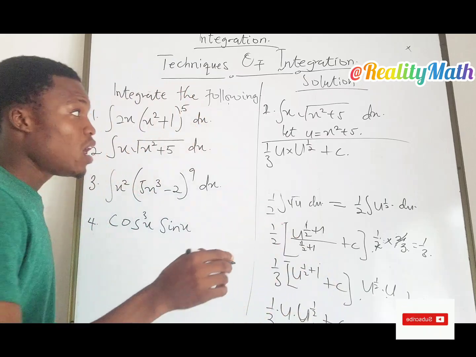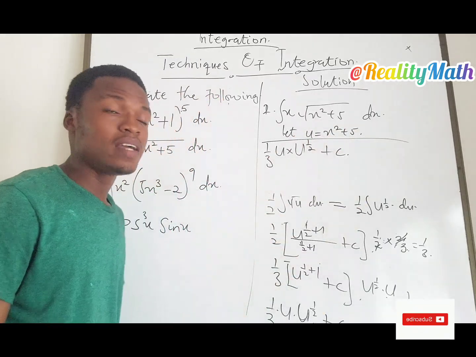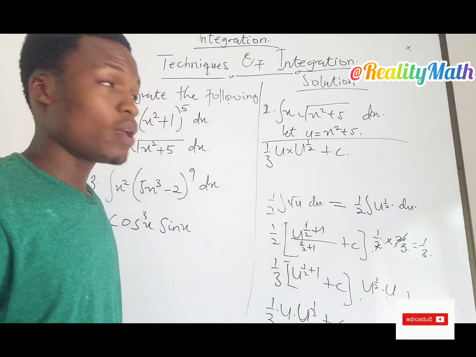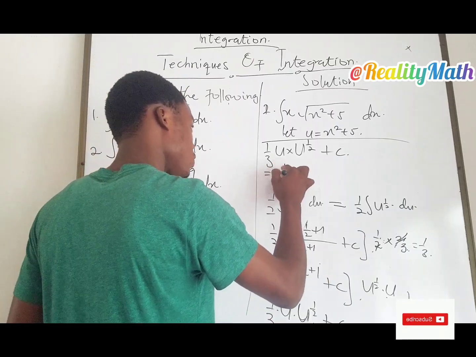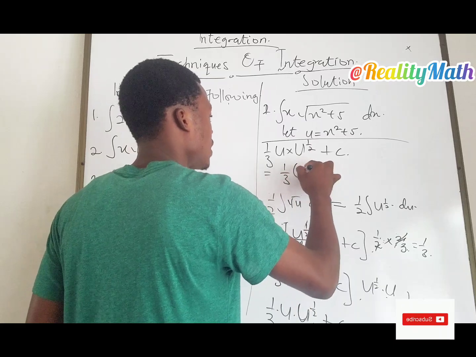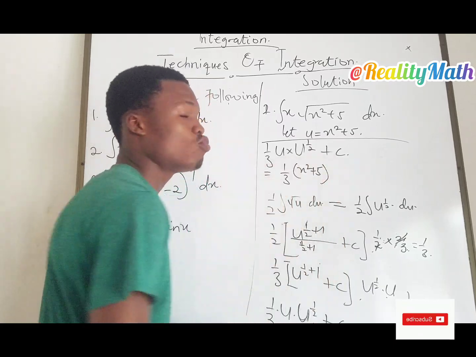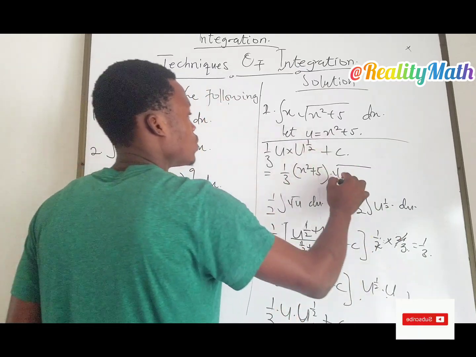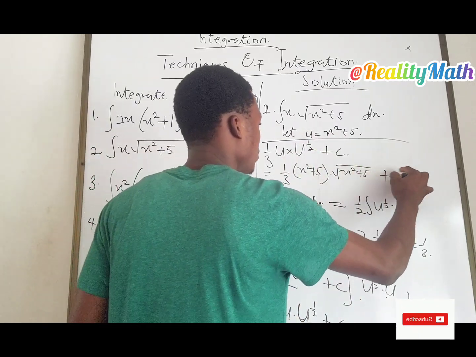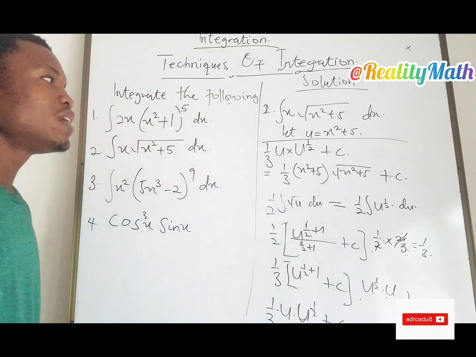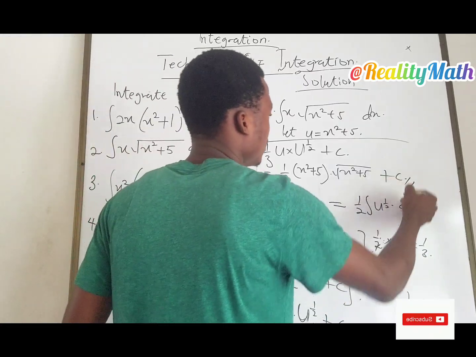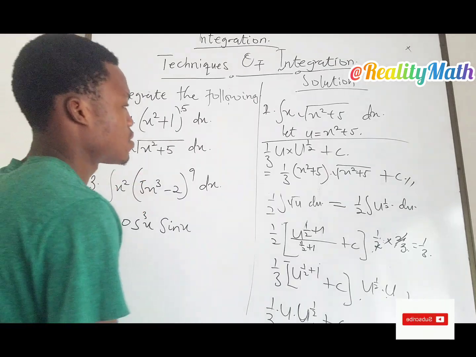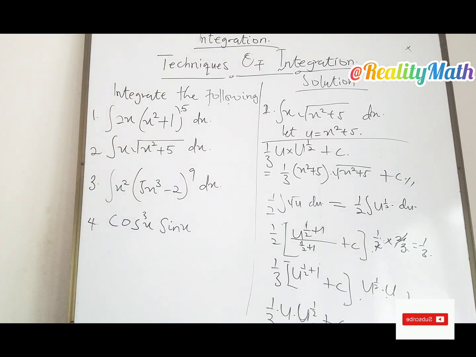But we know that our u is x squared plus 5, right? So since our u is x squared plus 5, let's substitute it inside. Okay. So we are having what? 1 on 3 into bracket x squared plus 5, that is our first u, right? Times the root of x squared plus 5 plus some constant c. That's all. You are done integrating this. You see? So that's how easy it is, even though it looks complex. So now we've catered for question 1 and question 2.